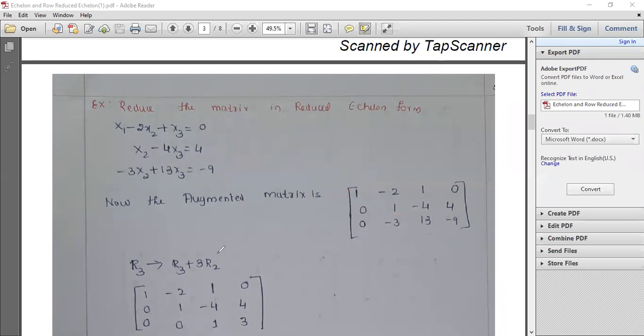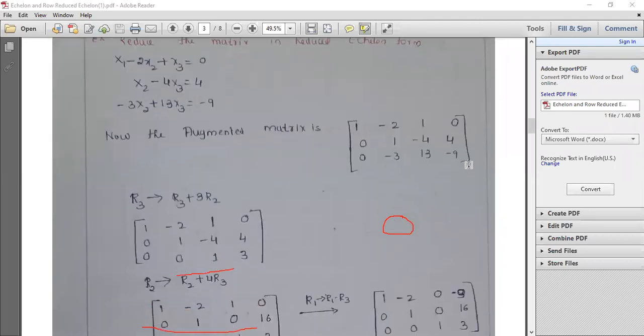So R3 changes to R3 plus 3 times R2, because I have to make this 0. This gives minus 3 plus 3 times 1, which is plus 3, so I'll be getting this 0. Next, 13 minus 12, since 4 times 3 is 12, gives 1 here. Similarly, minus 9 plus 12 is plus 3. So you'll be getting this row, that is 0, 0, 1, 3.